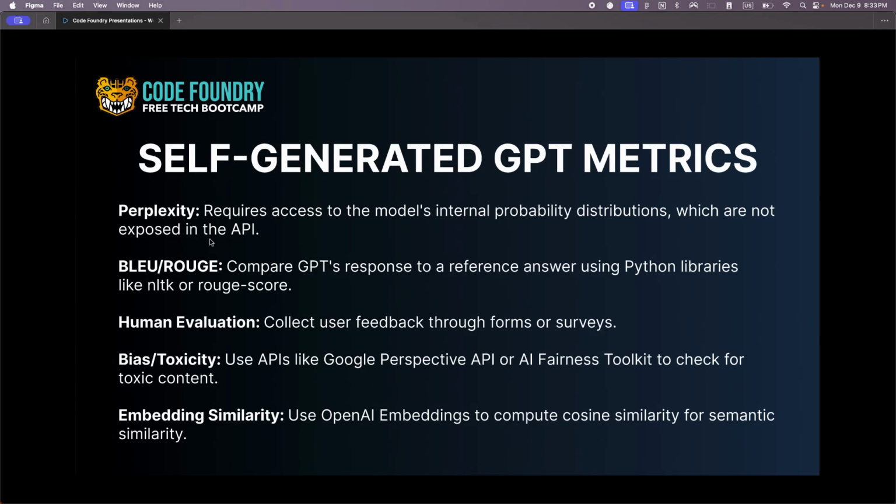So here are some self-generated GPT metrics. These are metrics that you can analyze just by using ChatGPT's system. Perplexity requires access to the model's internal probability distributions, so we can't measure perplexity with ChatGPT. But we can use BLEU and ROUGE with Python libraries like NLTK or RougeScore. And so what we can do is compare ChatGPT's response to a reference answer using these packages. These are libraries in Python, which are external code bases that we can import and use.